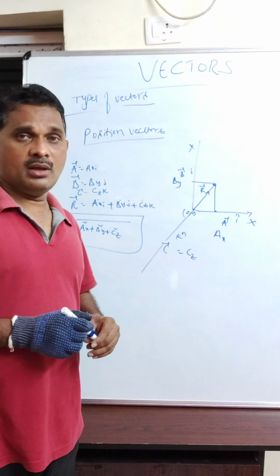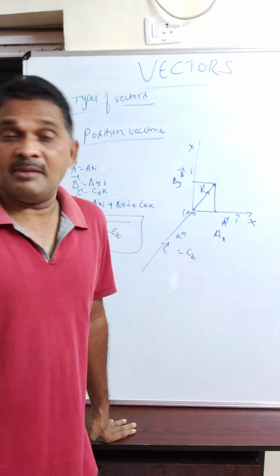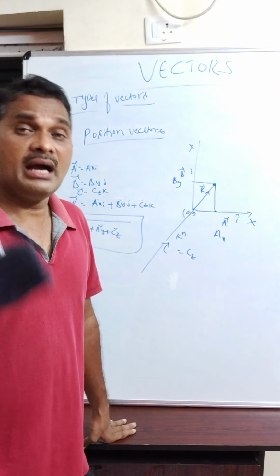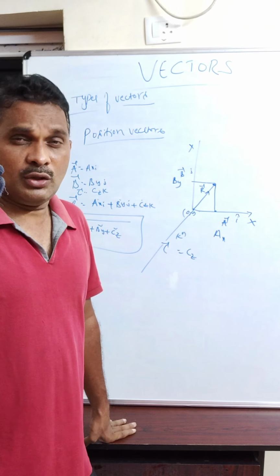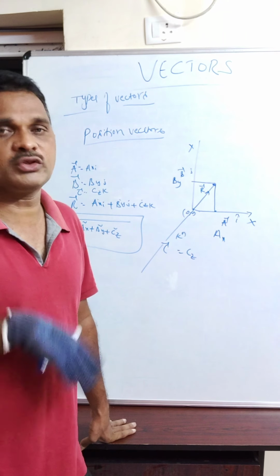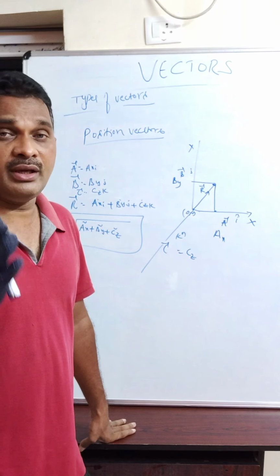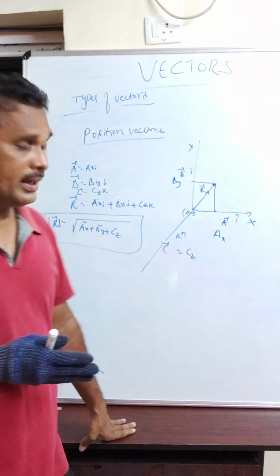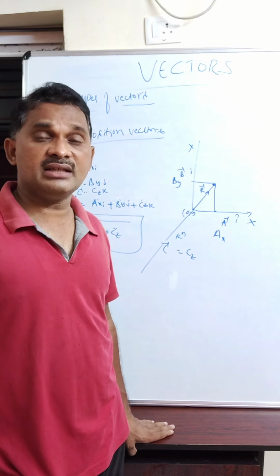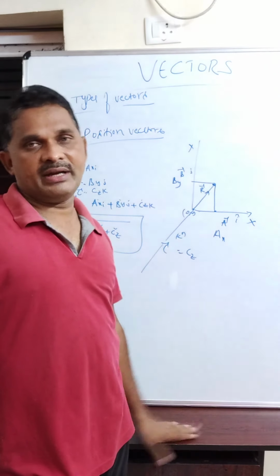In this way, these are the types of vectors. For the IP exam, null vector, position vector, and unit vector, these three are very important for 4 marks questions. Many times in our IP exams we got these questions. I hope you understand what vectors are, the types of vectors, and how to represent vectors.